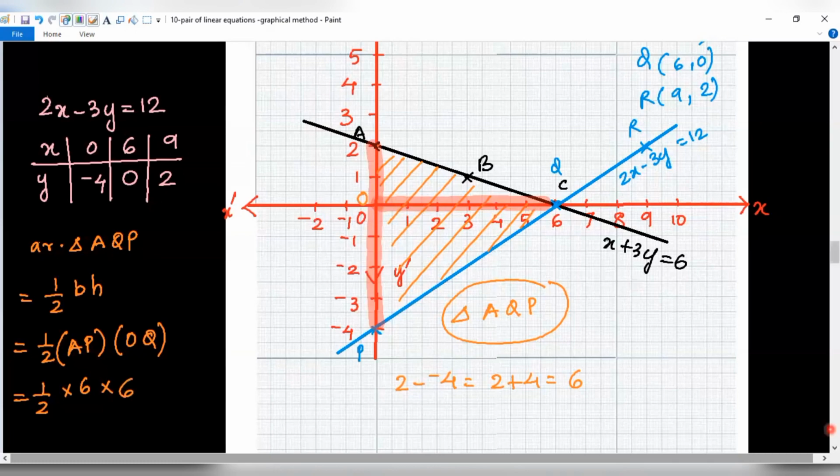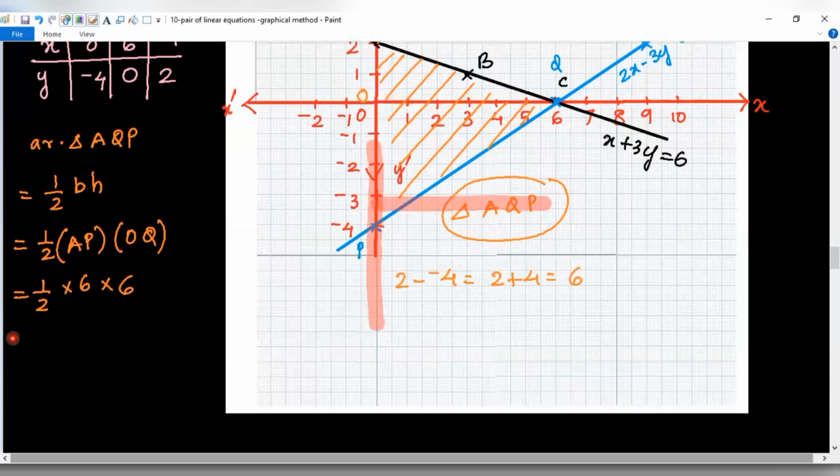That is the area is half of 6 into 6, that is 36. So half of 36, it is 18. 18 square units is the area of the required triangle.